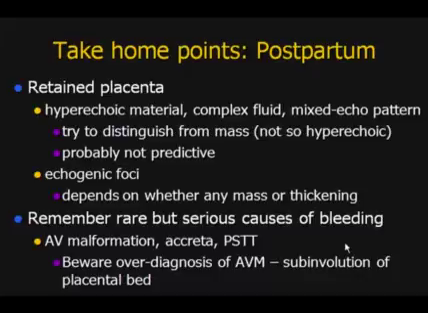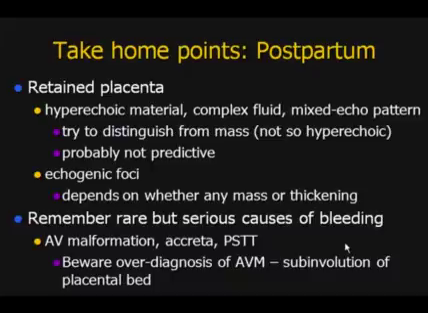Remember that there are other serious causes of vaginal bleeding besides retained products. They're rare, but you want to at least keep them in the back of your mind. That is AV malformation, postpartum placenta accreta, and placental site trophoblastic tumor. And still be very careful about diagnosing AVMs in the postpartum or post-miscarriage period.